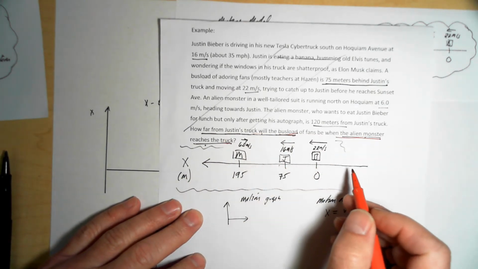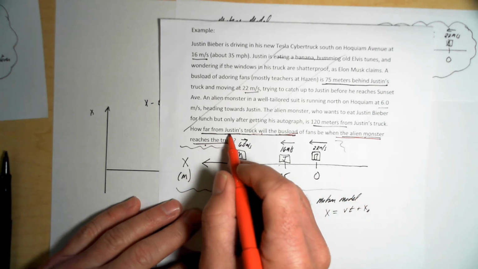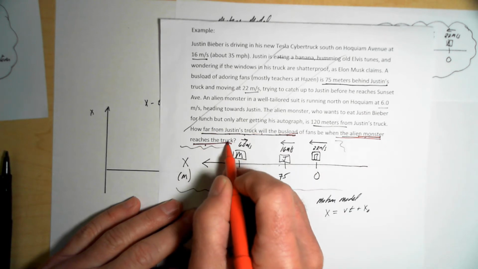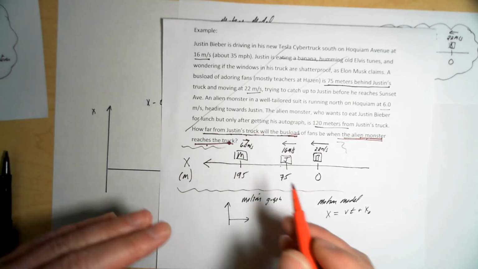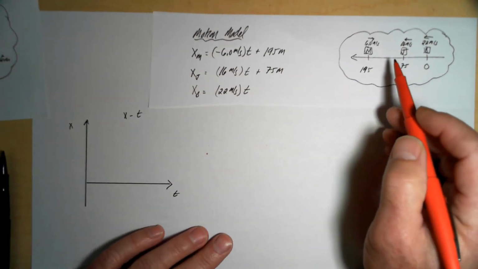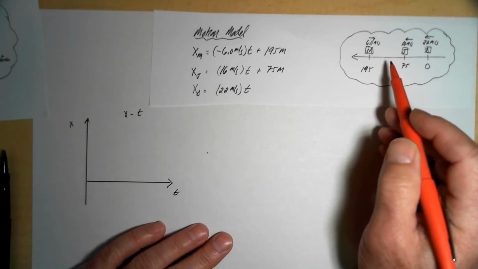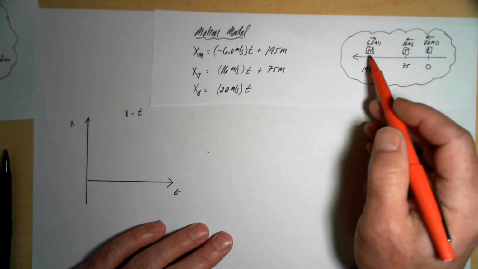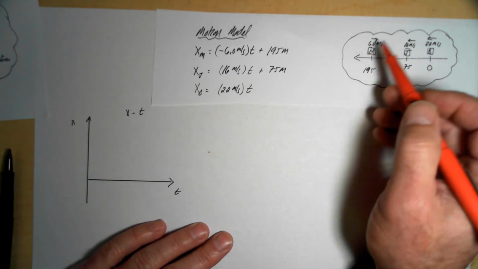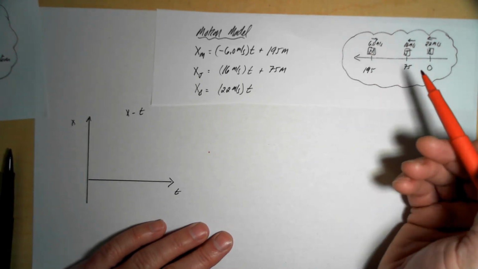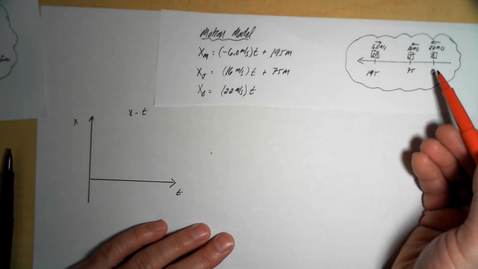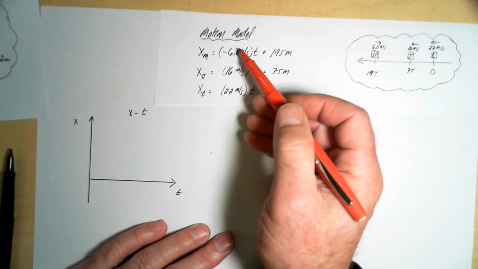We're going to use our motion model to predict the distance from Justin's truck to the bus when the alien monster reaches the truck. Okay, so recall that we start with a meaningful sketch. Take away, okay, so now we don't really care about Justin or the monster. We just have M, J, and B. It captures the essence of all the motion stuff that's relevant from the problem. That's why it's meaningful. Then we use that to build our motion model.